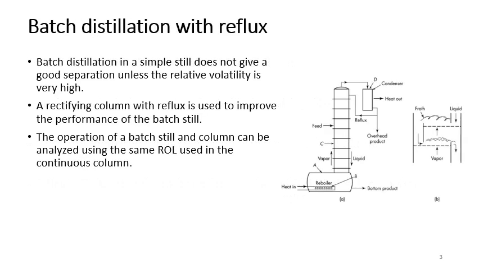So why do we do batch distillation with reflux? It is simply because batch distillation in a simple still does not give a good separation, i.e. the purity that we get from a simple still with a single stage is not very high unless the relative volatility is very high between the two components. So a rectifying column with reflux is used to improve the performance of the batch still.